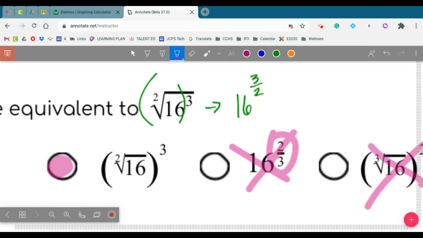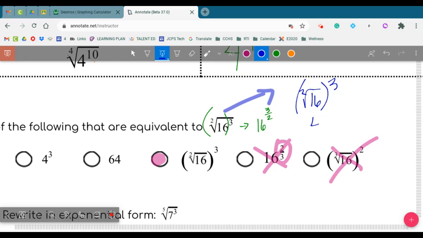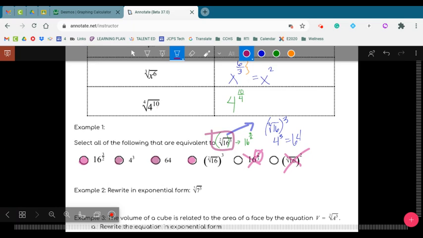Okay, now we have to think about this. If you do the square root of 16, so if we bring this out and we say square root of 16 to the third power, because that's what it's saying. Square root of 16 we know is 4. So 4 to the third power is going to equal 64. So these two are also options. So sometimes you will have to keep that in mind, that you may have to simplify a little bit. And you can put this in the calculator if you need to also. So make sure you keep that in mind.